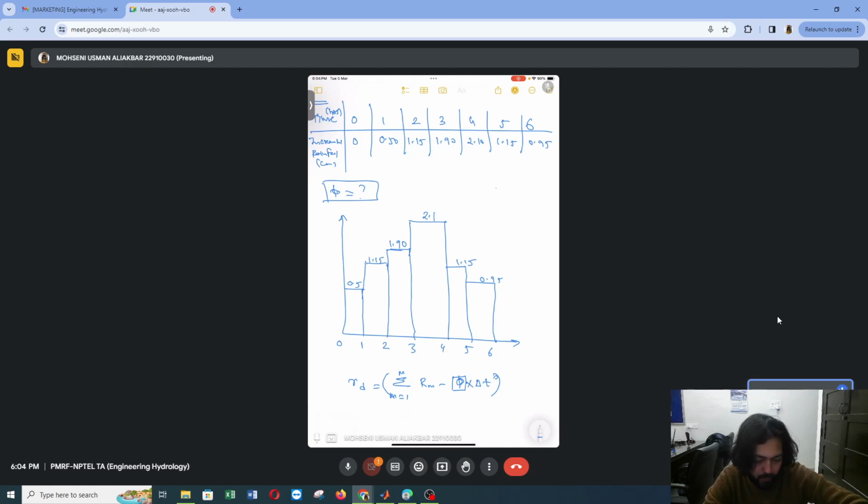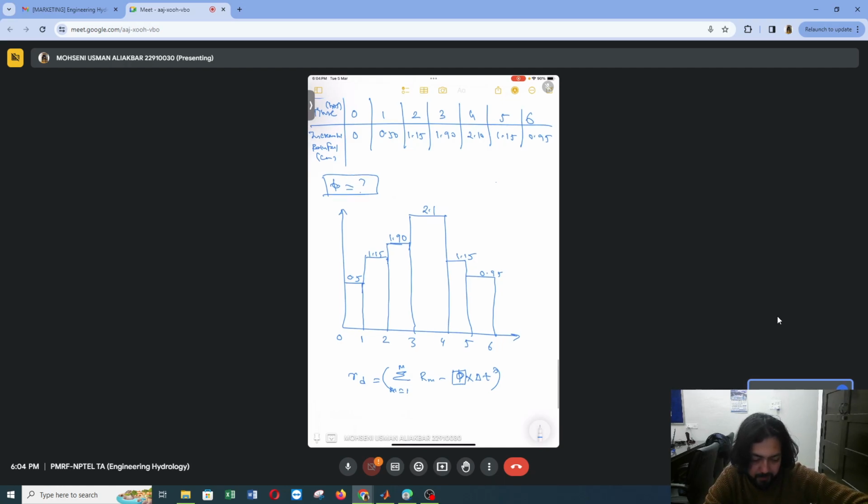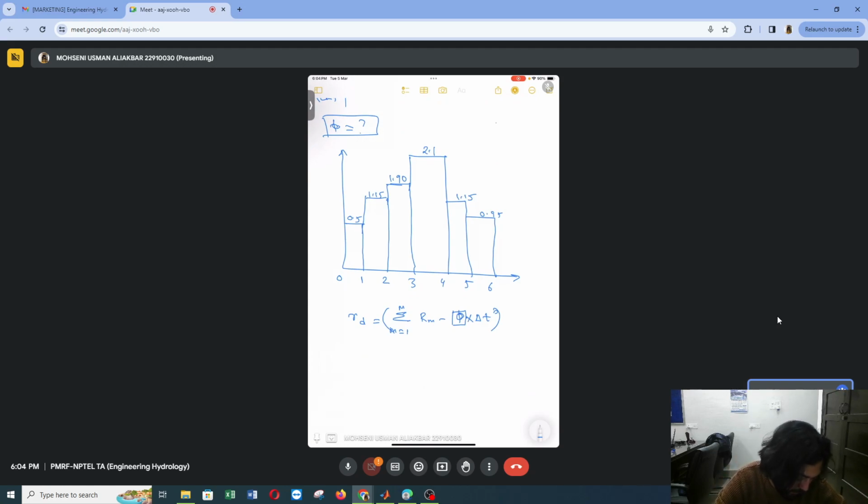So we are going to use the trial and error method. First we are going to assume that the value of m is equal to 1. So we are going to take only one condition, that is m equals 1, and if we take m as equal to 1, it means that the rainfall is 2.1 here, and we are going to calculate the value of phi.